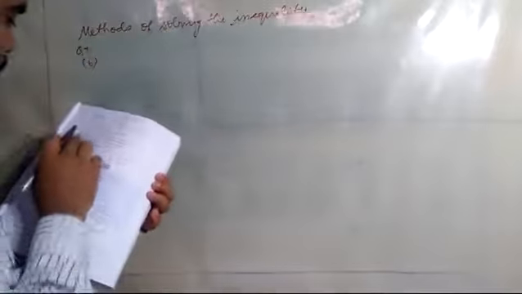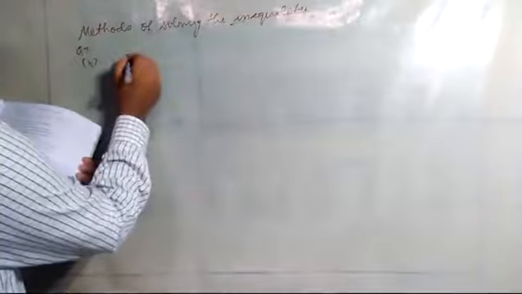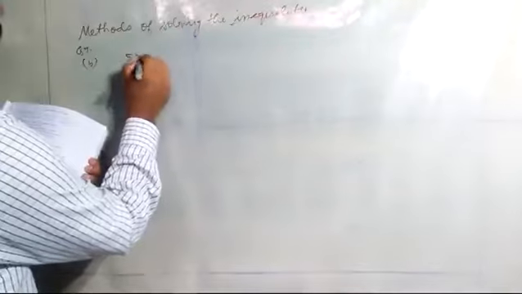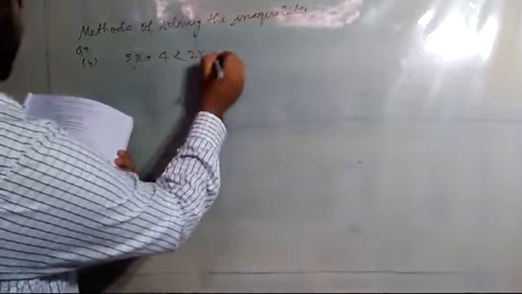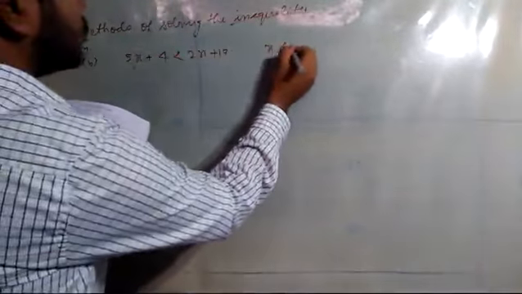With the help of 7B, I will be explaining how to solve the questions. 5x plus 4 less than 2x plus 19, and x belongs to natural numbers. This is given here, we have to solve.